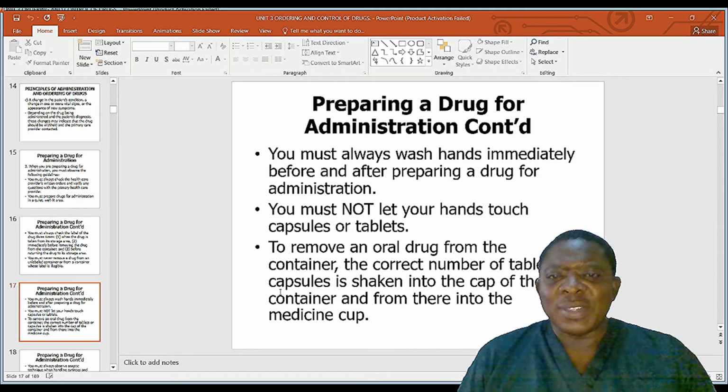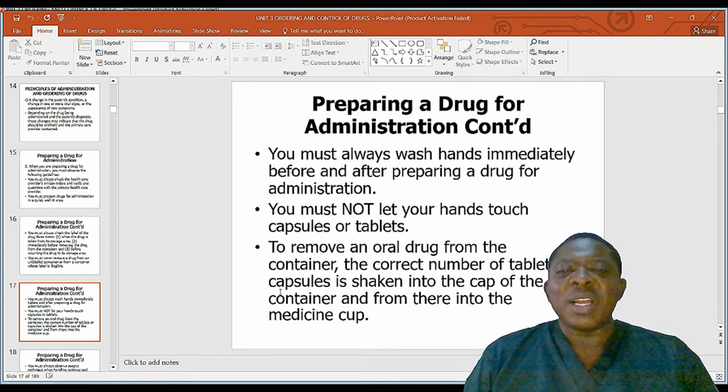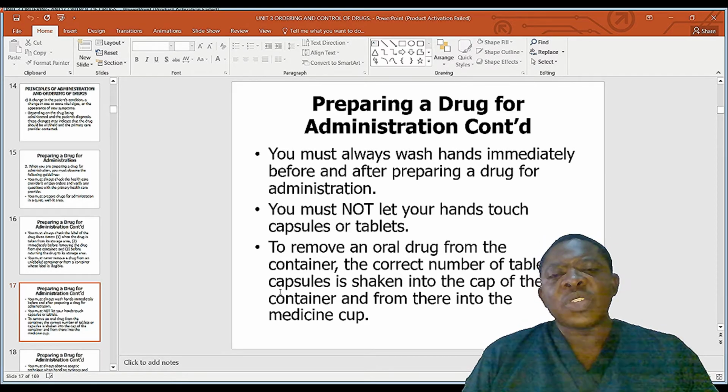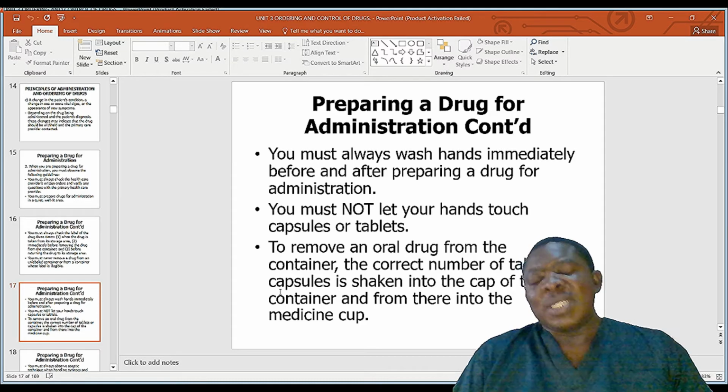other drug. So completely avoid using your hands to remove drugs from the container. You can use a scoop or a spoon or anything. You must not let your hands touch capsules or tablets.